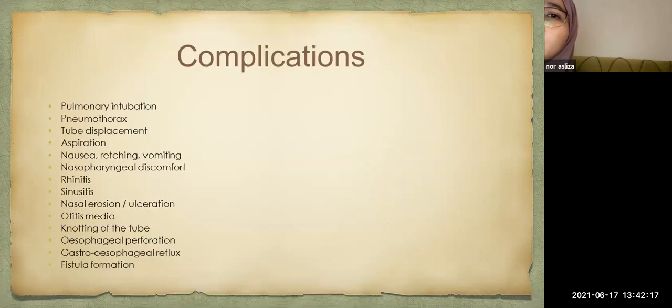Complications regarding the NG tube, there are many, like pulmonary intubation that can lead to pneumothorax, tube displacement, and aspiration, nausea, retching, vomiting, nasopharyngeal discomfort, rhinitis, sinusitis, any nasal erosion, otitis media, knotting of the tube, esophageal perforation, GERD, and also a late complication can be fistula formation.